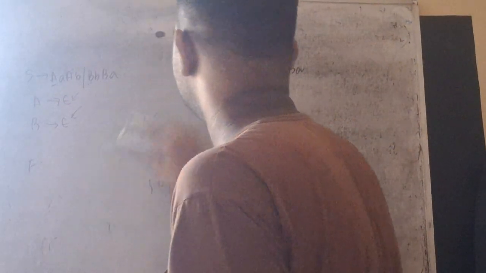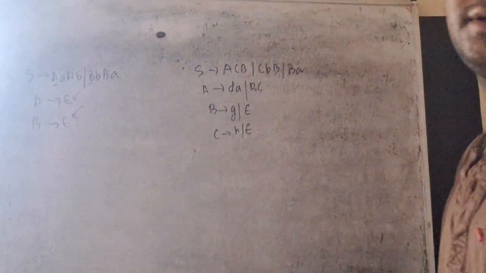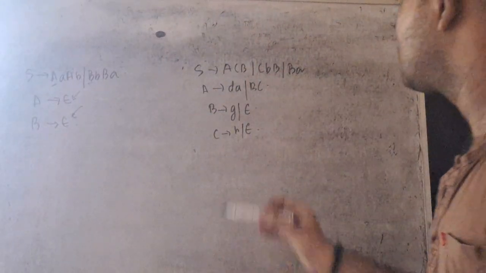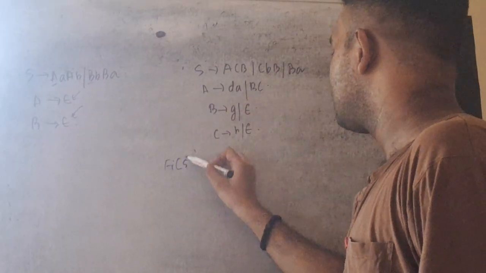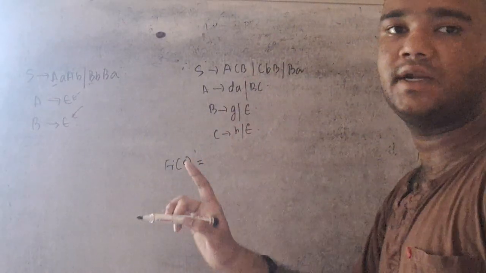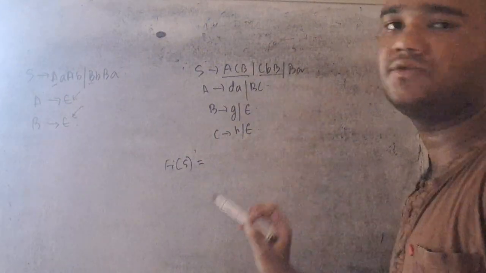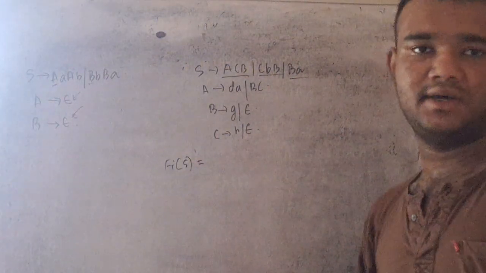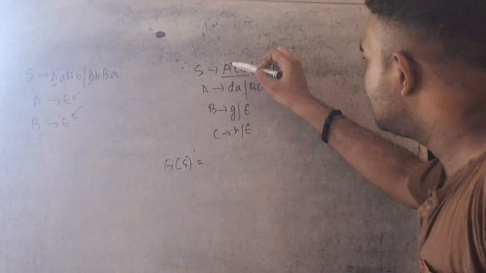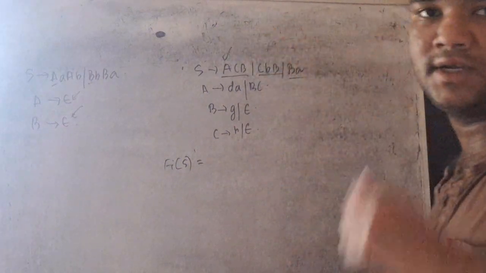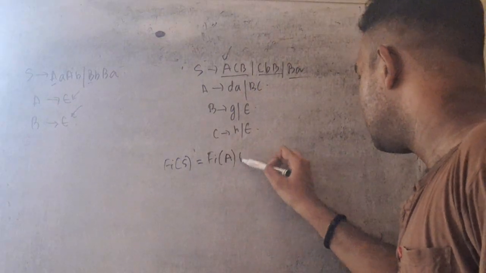So this one is done. Now let's move to this question. Okay, so we are calculating the first of S. So there are three production rules in S. One is S tends to ACB, second is S tends to CBB, the third is S tends to BA, right? Okay. Now see one thing. If I calculate the first of S, in this production rule, what is in the first position? It is capital A. So first of S will be first of capital A union.